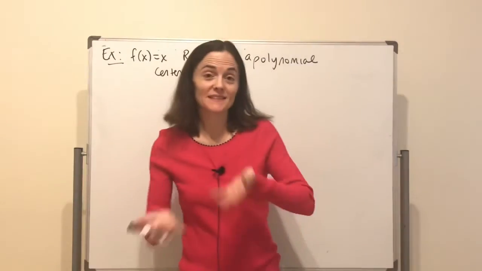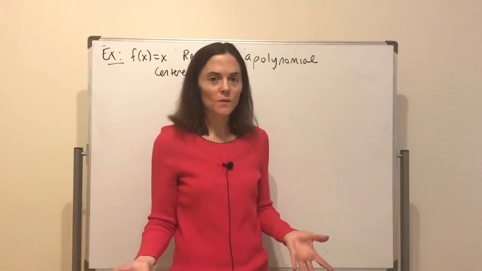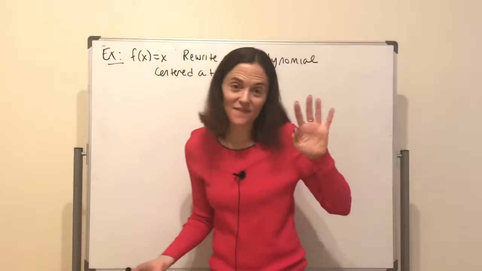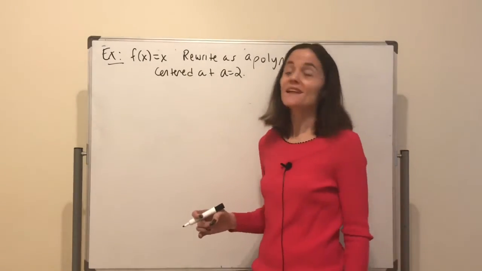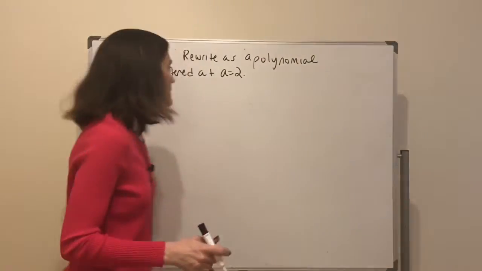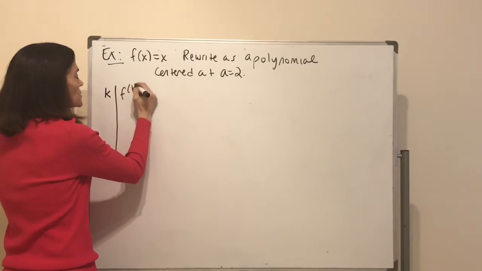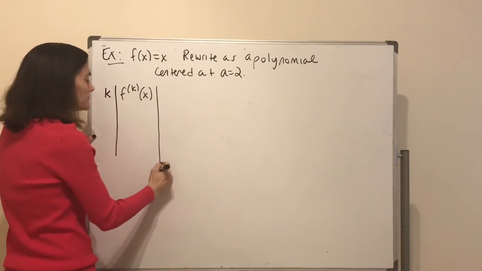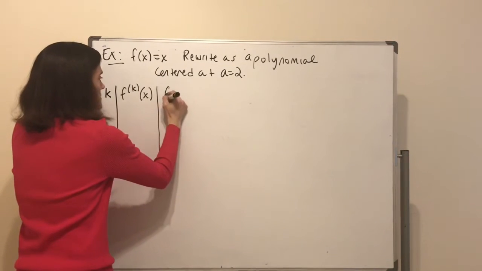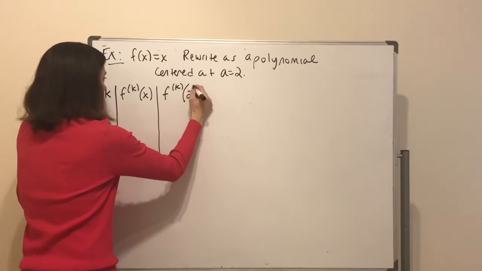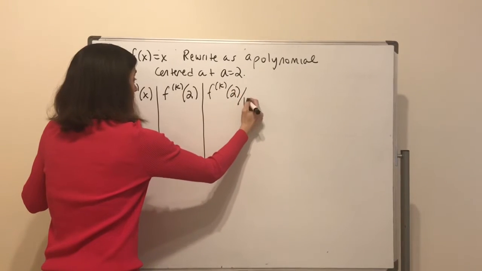This example is really just a warm-up, and it's one that we can physically see. The two polynomials are literally equal. We want to rewrite, this is just f of x is x. But let's rewrite it as a polynomial centered at 2. Well, this is degree 1, right? And I will show you the little chart that I make, especially as we move into the Taylor and Maclaurin polynomials and series. So then I take the kth derivative at the center, kth derivative at the center over k factorial.